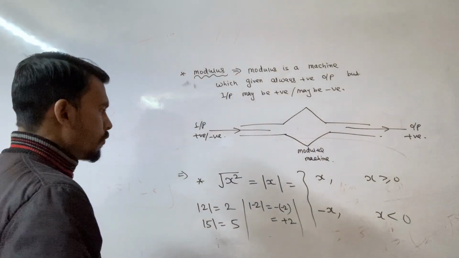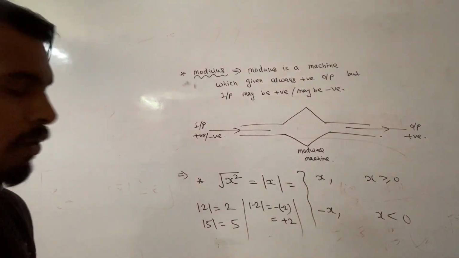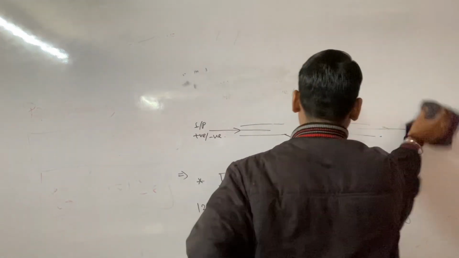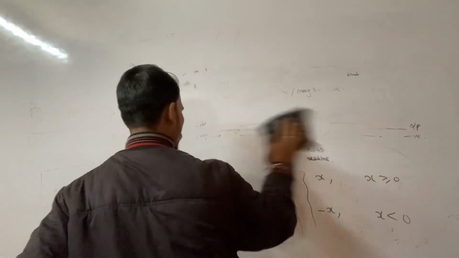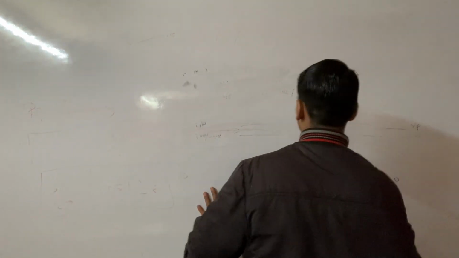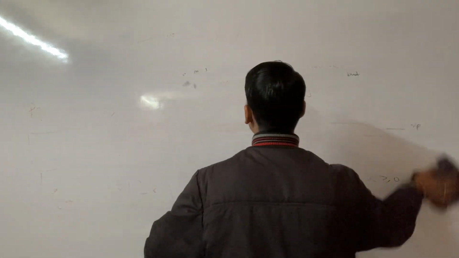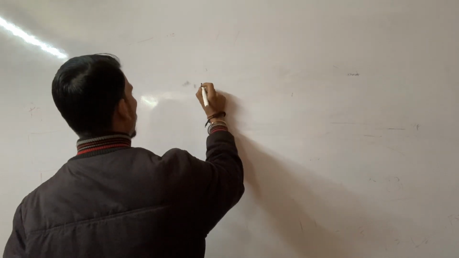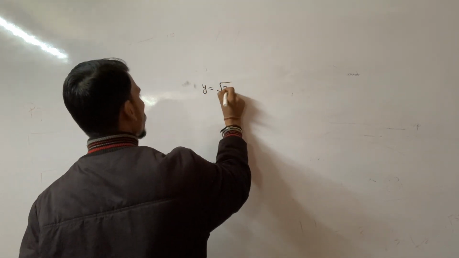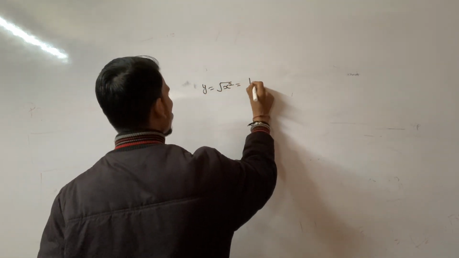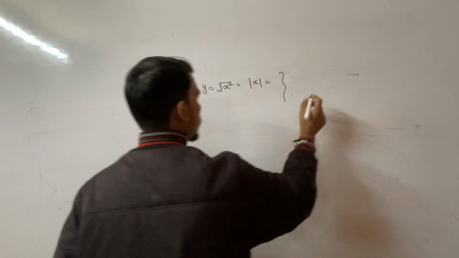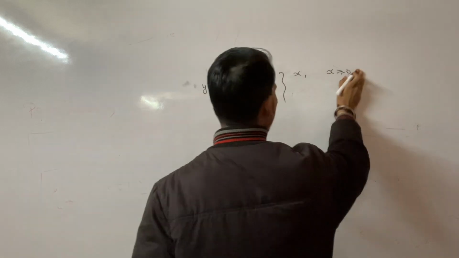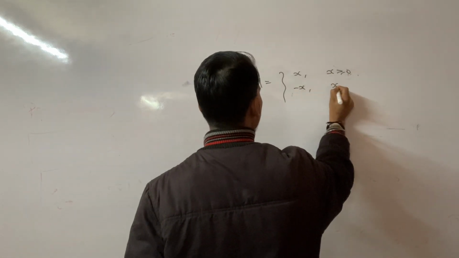Now we will see graph of modulus function. From the basic definition of modulus function, y is equal to root over x square is equal to modulus of x, and this is x for x greater than equal to 0, and minus x for x less than 0.